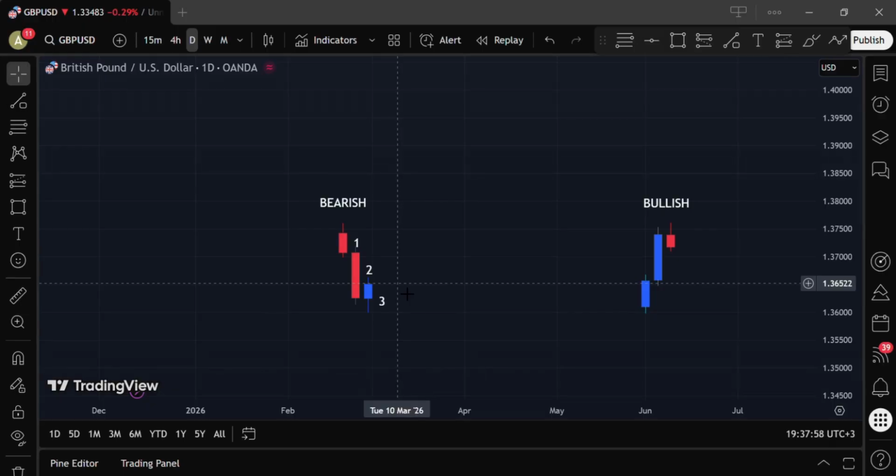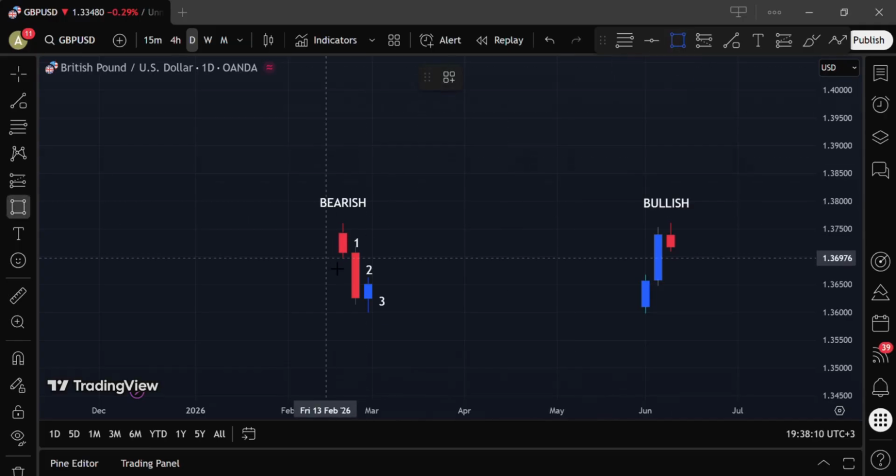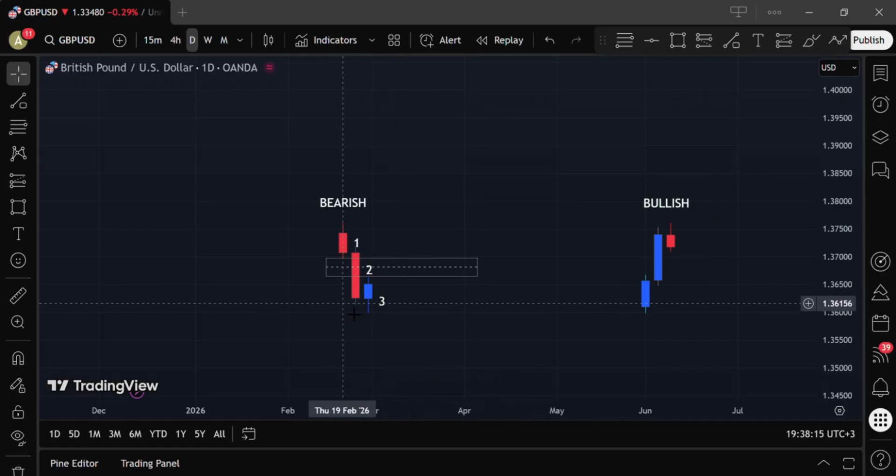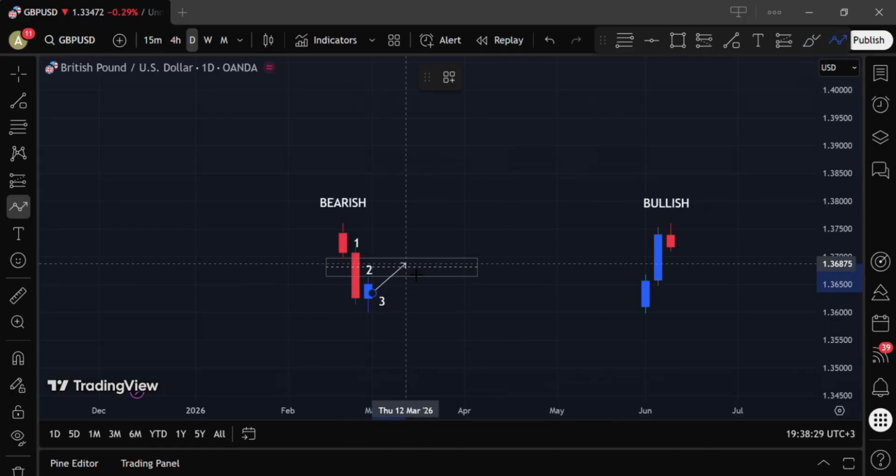But where do we find the imbalances? When the wick of candlestick number one does not meet with the wick of candlestick number three, then we are forming an imbalance here. When we have candlestick number three closing below candlestick number two, this is most likely to give us a chance for the price to come back here inside the fair value gap and then continue with the direction.